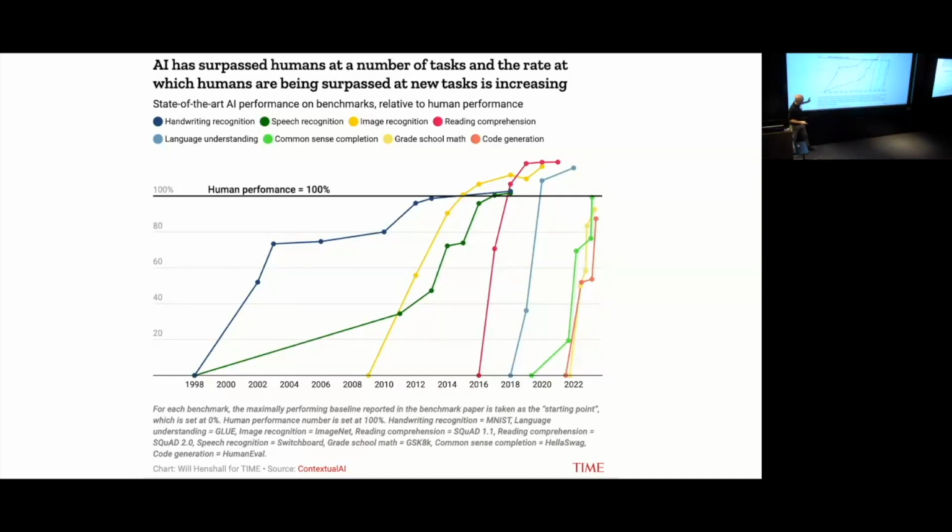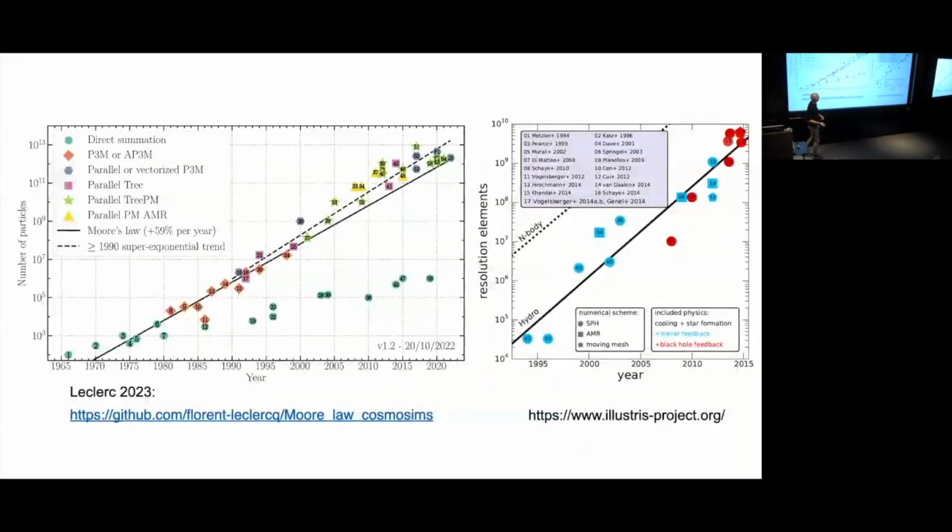But you can see that these things are getting steeper and steeper. People are solving problems quicker and quicker, right? Image recognition, speech recognition, all these things. It's not even clear it's exponential, it's basically vertical. So what about simulations? Well, in simulations, we have an exponential increase. For example, we can quantify it by the number of particles.